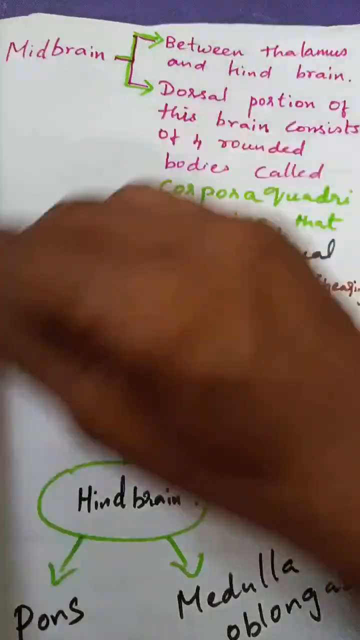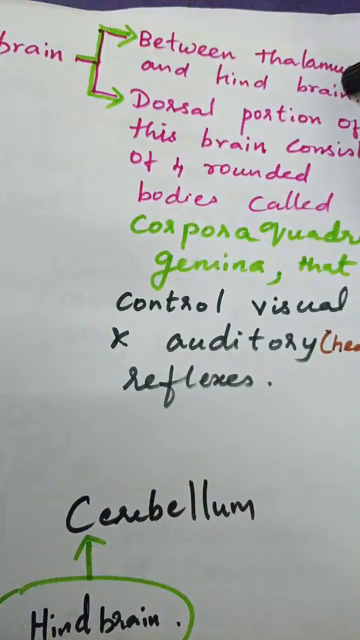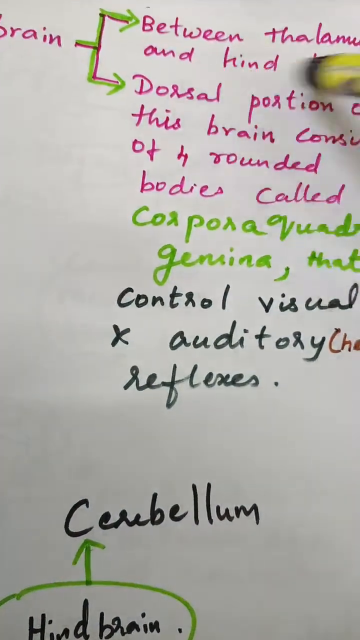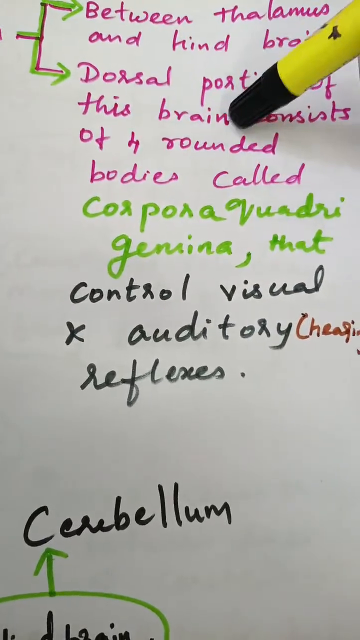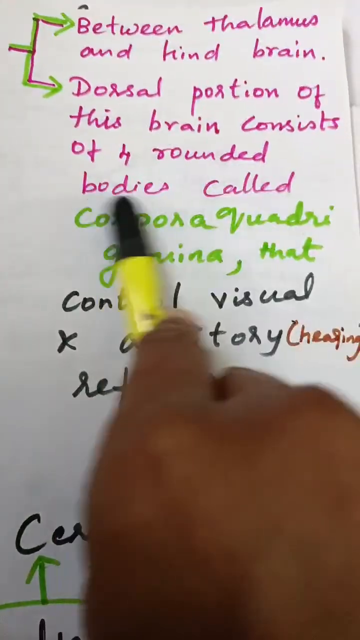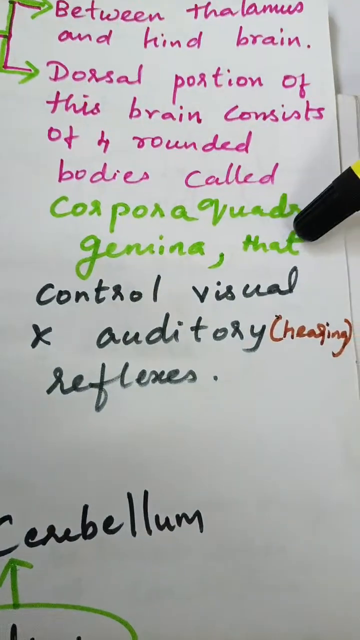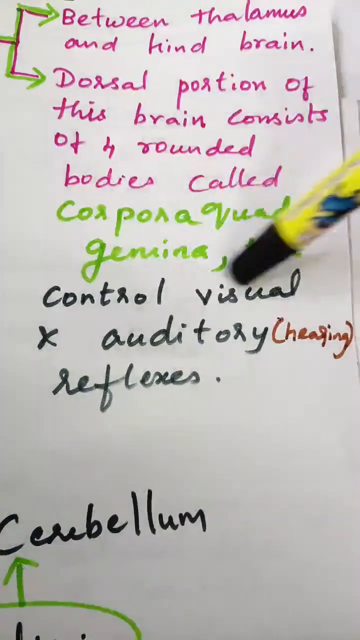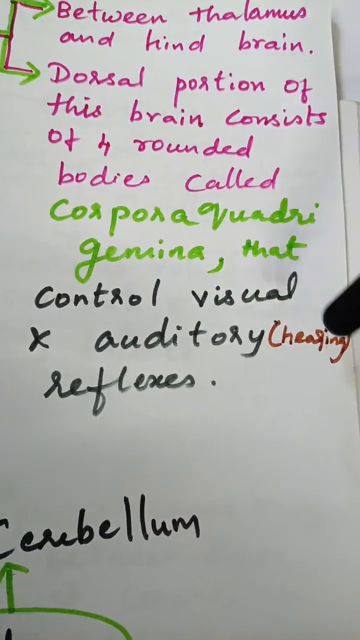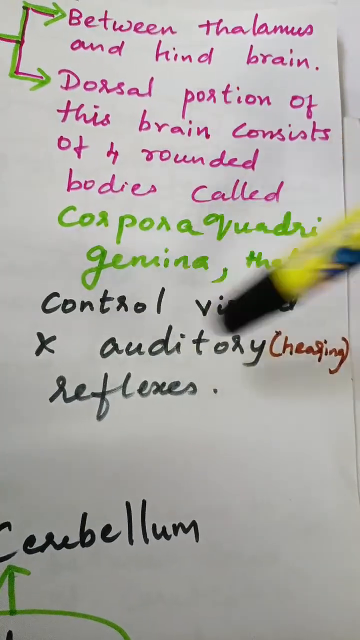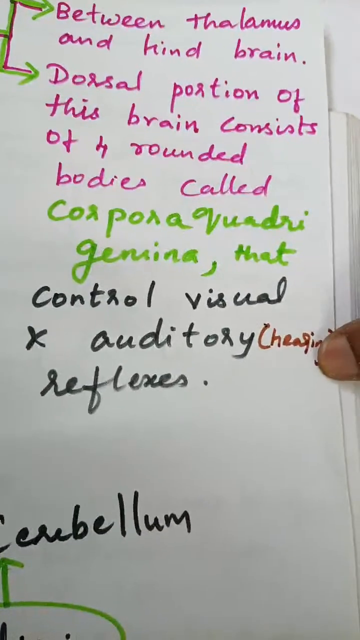Yeah, so if you say the midbrain, I told you during the starting itself, between the thalamus and the hindbrain there is a place called midbrain, and the dorsal portion of this brain will consist of 4 rounded bodies. What are they? I told you, it is nothing but the corpora quadrigemina. It is nothing but the rounded bodies, 4 rounded bodies. And it controls the visual and auditory reflexes. That means your vision and your hearing.